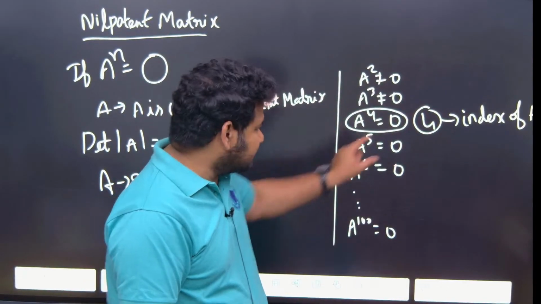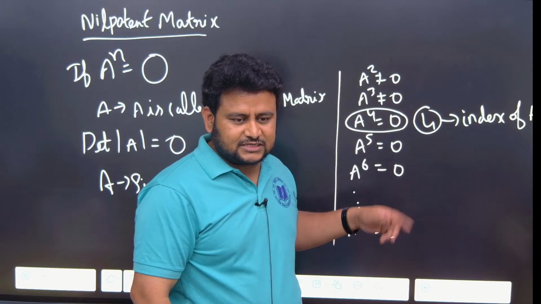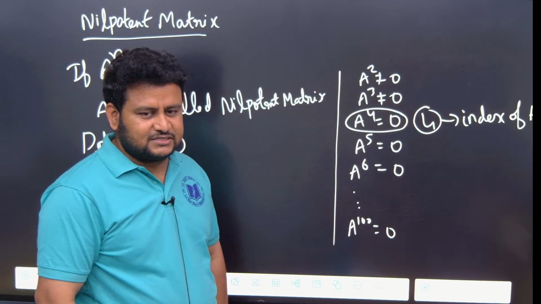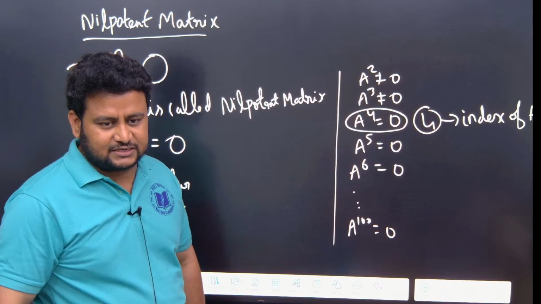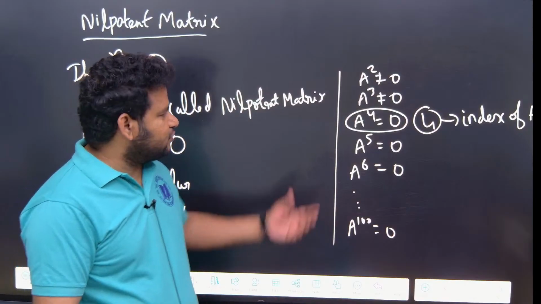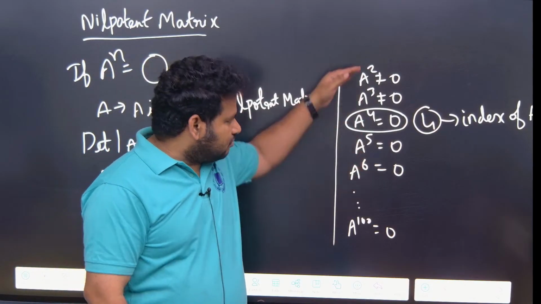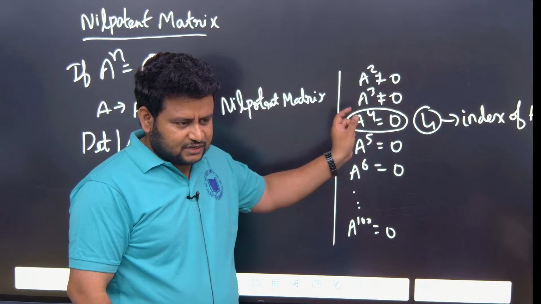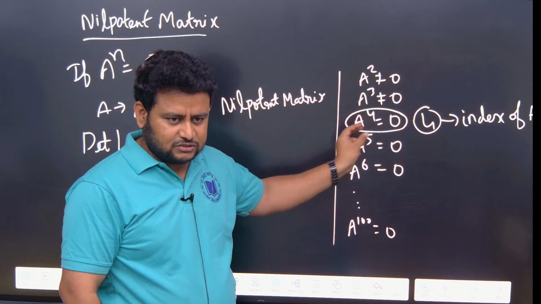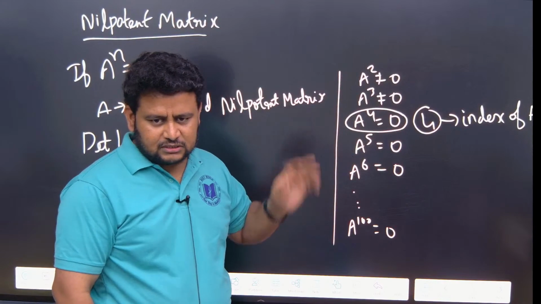Okay, you have to know. They will ask a question like this directly: they will ask the index of matrix A. If A is a nilpotent matrix, what is the index of matrix A? That time you have to square and see, cube and see, and so on. Suppose they have given A power 2 is not equal to 0, A power 3 is not equal to 0, A power 4 is equal to 0, and so on. Then what is the index of A?